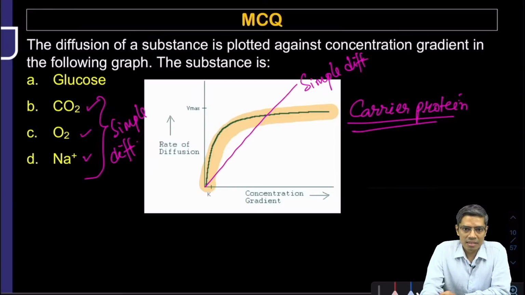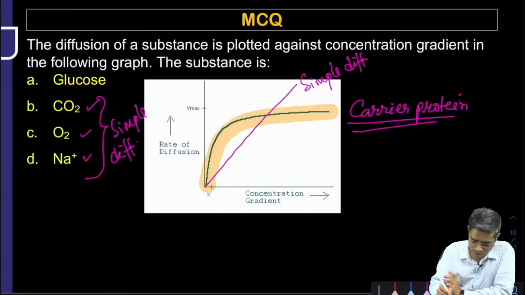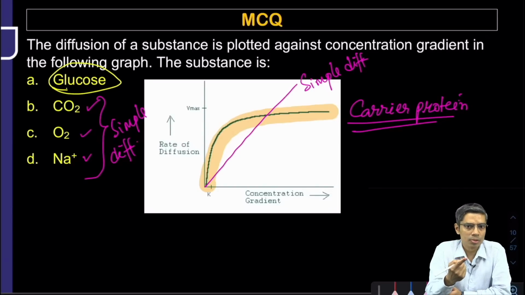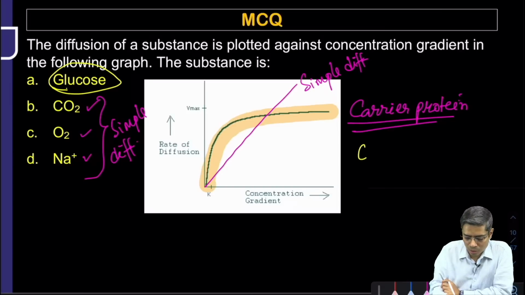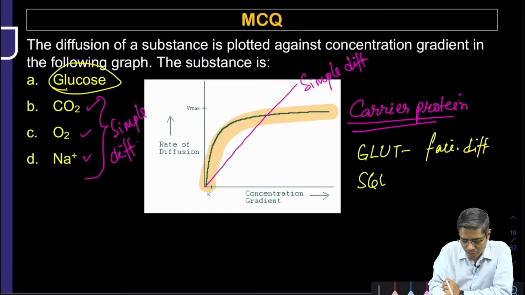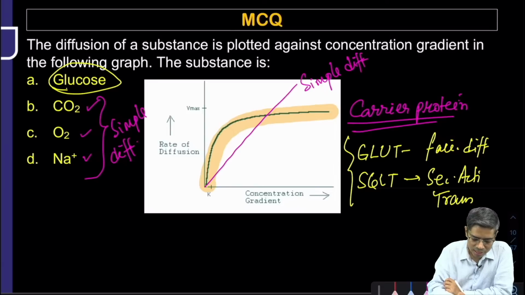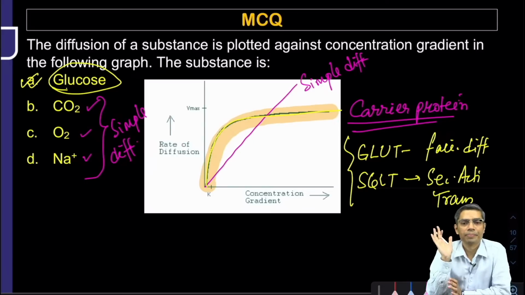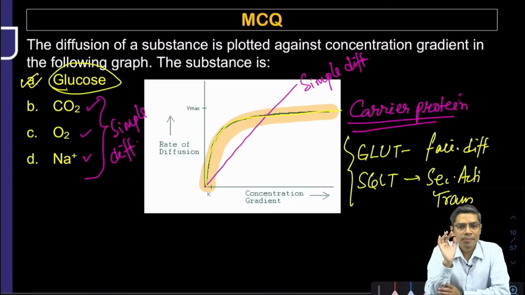and we all know that is nothing but facilitated diffusion. Glucose transport can occur by secondary active transport also or facilitated diffusion also. I hope all of you know that the GLUT that we talk about for glucose transport is nothing but facilitated diffusion, right, and the SGLT we talk about is part of secondary active transport. So, both of them will follow this kind of kinetics, saturation kinetics, but here glucose is the very simple answer. Okay.